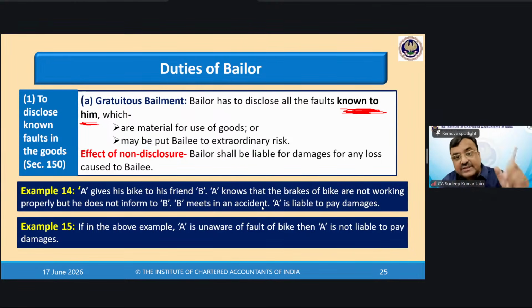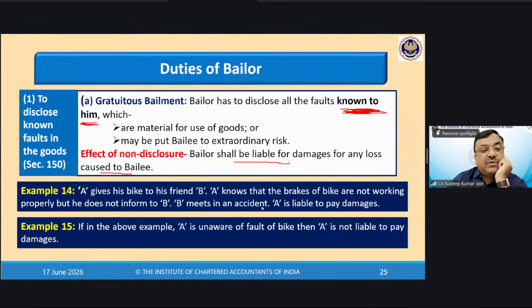But in case of non-gratuitous bailment, bailer is responsible for all faults, whether known to him or not. Which are material for use of goods or may put the bailee to extraordinary risk. Effect of non-disclosure: bailer shall be liable for damages for any loss caused to bailee.